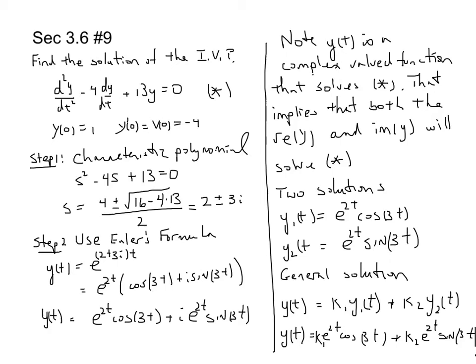This is section 3.6, number 9. Find the solution of the initial value problem. The second derivative of y minus 4 times the first derivative of y plus 13y equals 0.